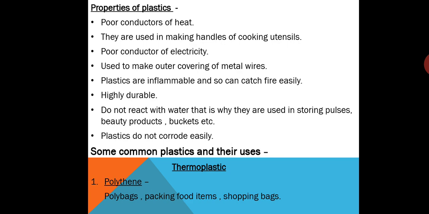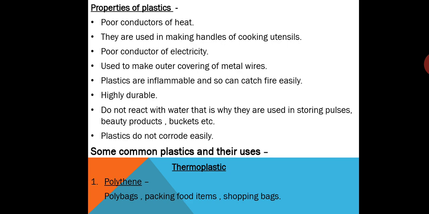We know it's inflammable. It is very prone to fire. It can catch fire very easily. It is highly durable. Highly durable means it lasts for a long period of time. Why? If you have a glass bottle or a glass material, if it falls down, it will break, whereas steel or metallic utensils can get scratched. Whereas plastics are durable. Of course, they do not react with water.